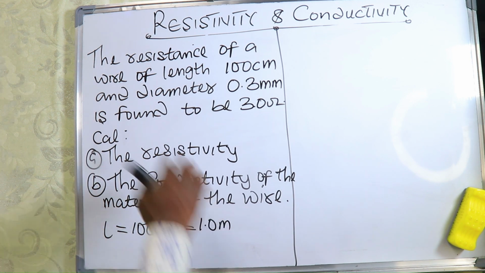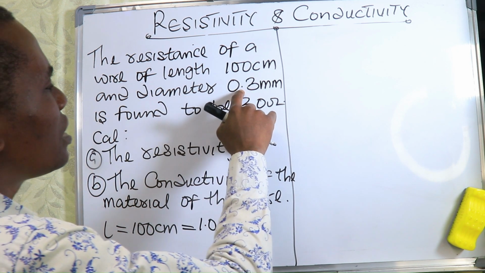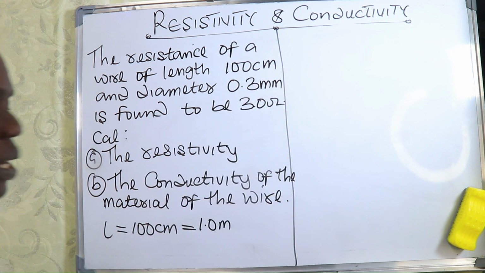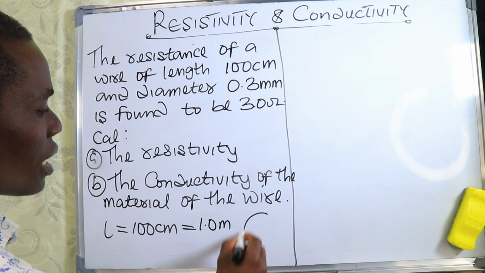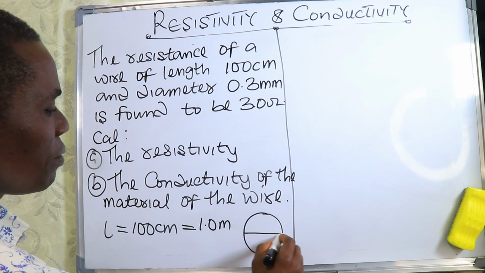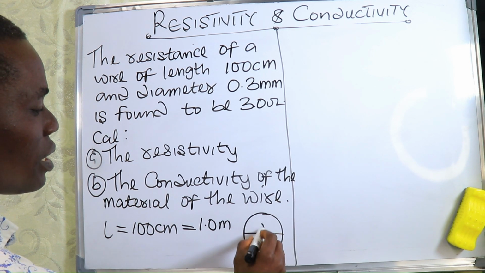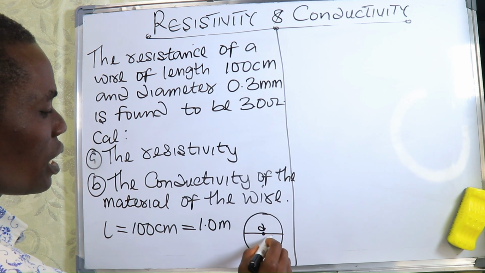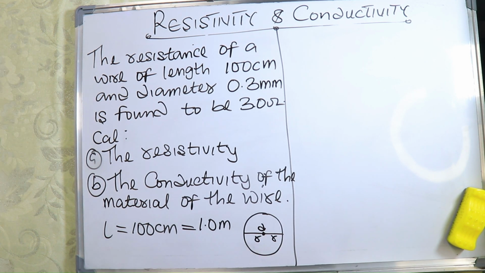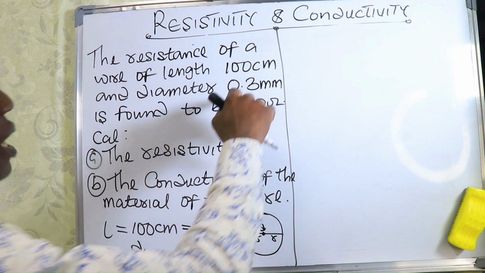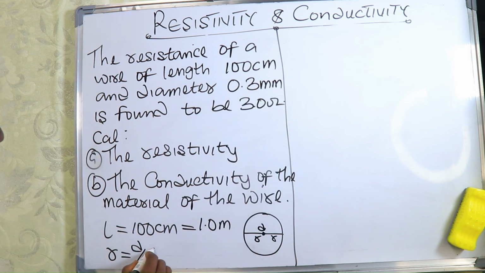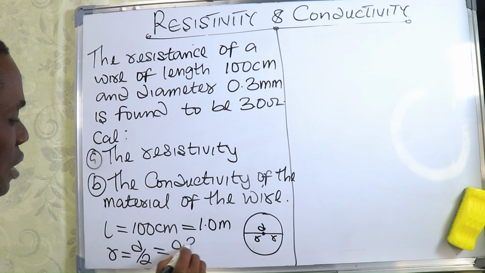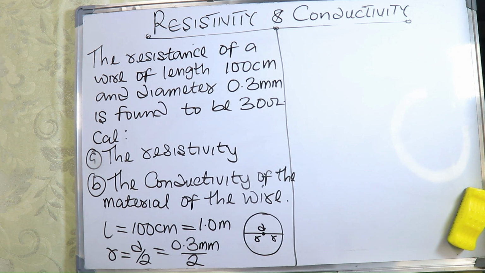Now what do they tell us again? They tell us the diameter is 0.3 millimeter. The diameter is like a circle that divides the circle into 2 equal parts. But if you put a point here, that is the radius, here is the radius. So that means the radius is equal to the diameter divided by 2. So if the diameter is 0.3 millimeter, the radius will be 0.3 millimeter divided by 2.